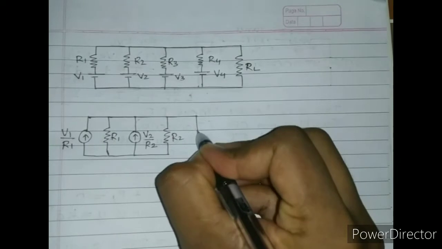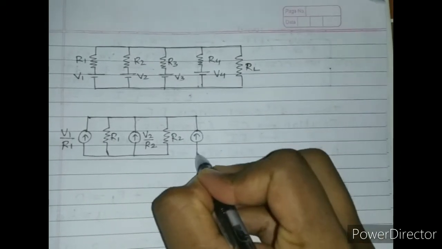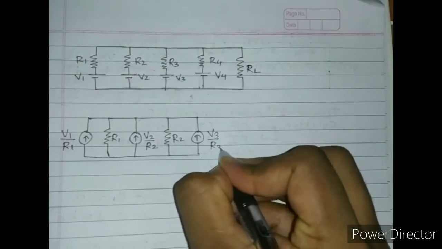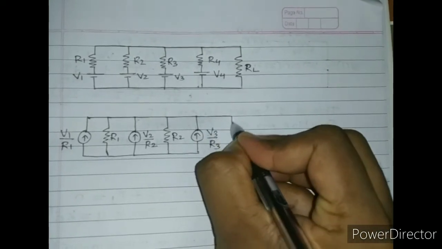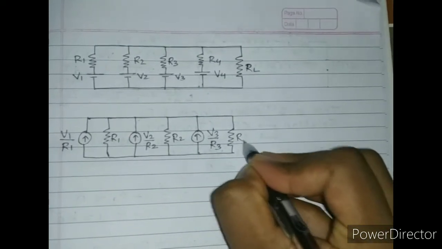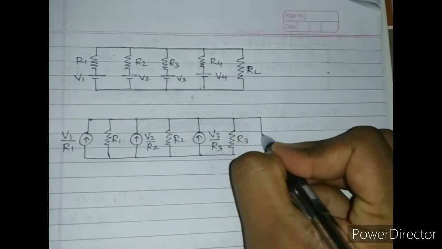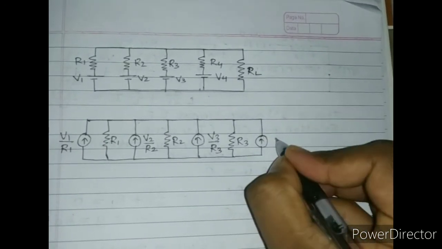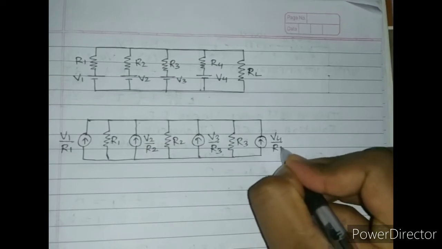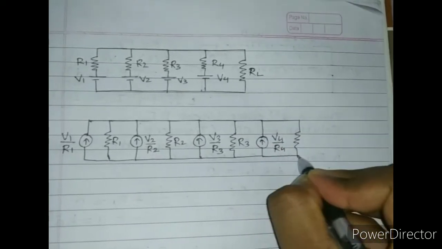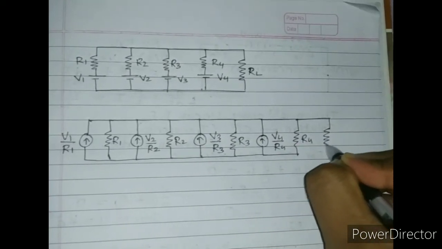Then there is V3 upon R3 in parallel with resistor R3. Then the final current source V4 upon R4 in parallel with the resistor R4, and finally the load resistance RL.